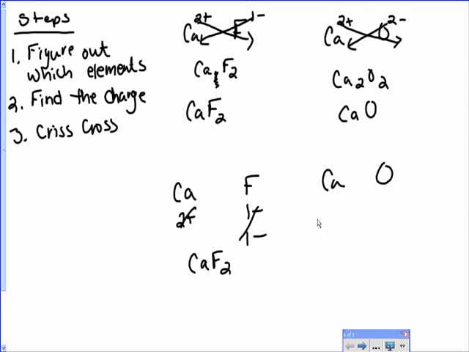Calcium, oxygen, so we have a 2 plus charge, a 2 minus charge. They both cancel each other out, so we know that we need 1 of each, CaO. So those are the 2 different methods, and you can choose whichever method you like the best. You can also draw them out like we did in the first couple of videos. That also shows you how to write a formula as well. Now let's get back to notes.